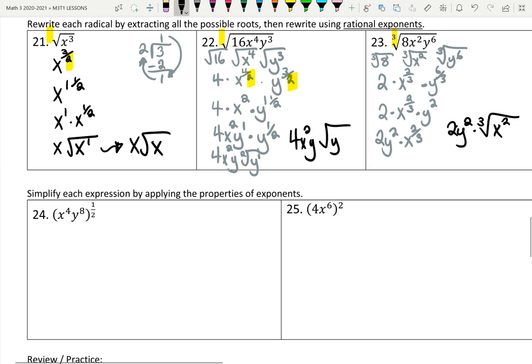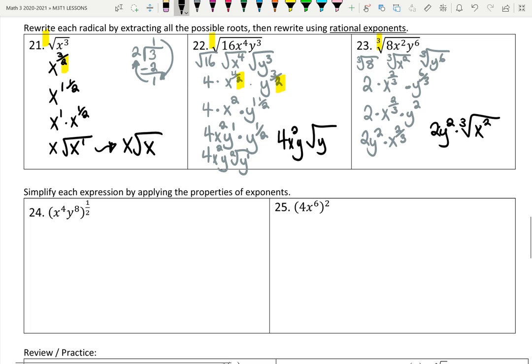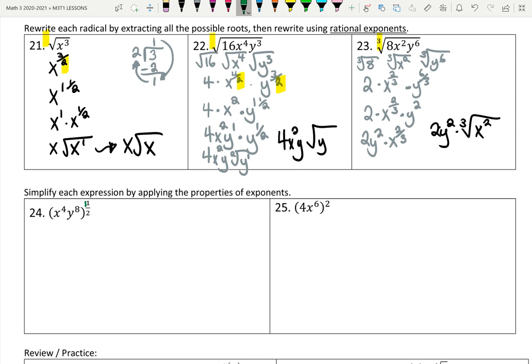(24) and 25. Simplify the expression by applying the properties of exponents. When I see this, it is a power to a power, which means I'm going to multiply and distribute to each part. Likewise, it's going to be x to the 4 halves times y to the 8 halves. This is going to reduce to x squared times y to the 4th.